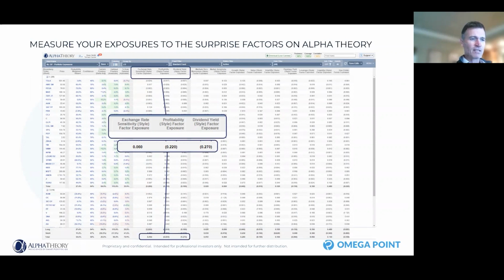So maybe out of these things, since I don't have a ton of exchange rate exposure, I'm fine there. And the dividend yield, because it's a negative surpriser and I'm short it, maybe I'm okay with that. But maybe this profitability, since it's a positive surpriser and I'm short it, maybe that's something I want to neutralize. And so how would I neutralize this exposure?